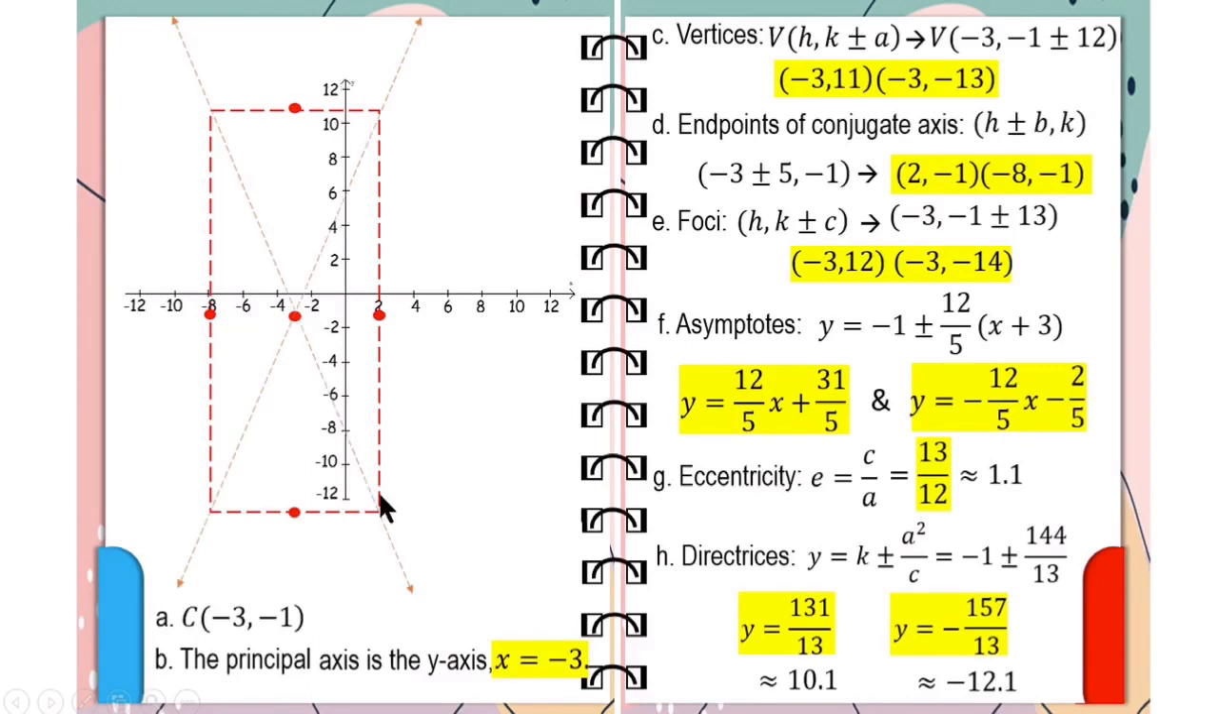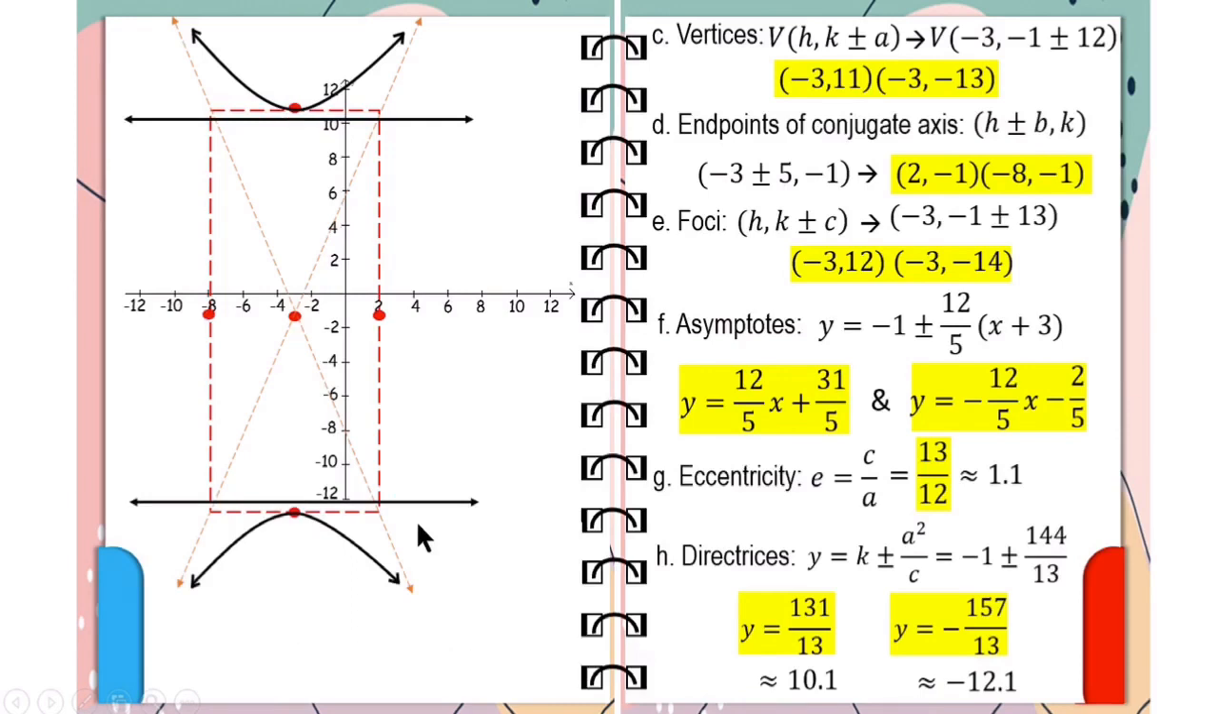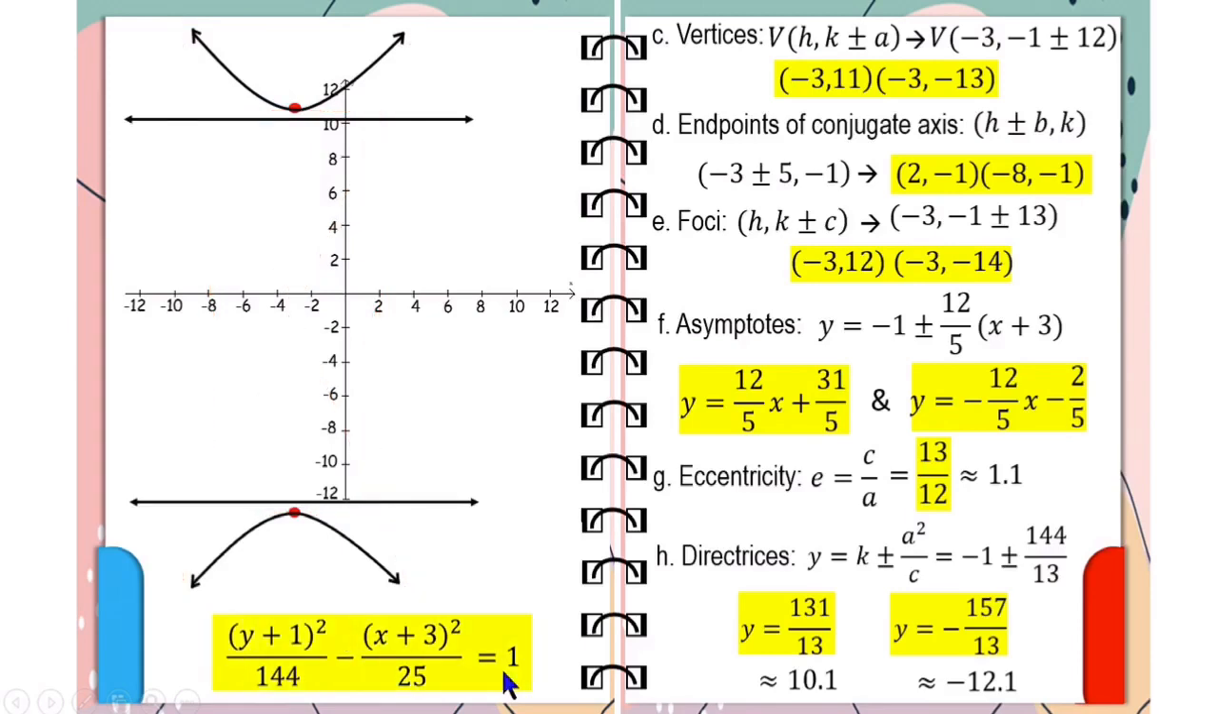We can now sketch the branches of the hyperbola at each vertex separately. The foci are (-3, 12) and (-3, -14), and the directrices are y equals 10.1 and y equals negative 12.1. And this is now the graph of the equation (y plus 1) quantity squared over 144 minus (x plus 3) quantity squared over 25 equals 1.